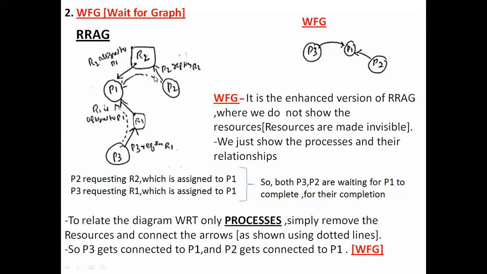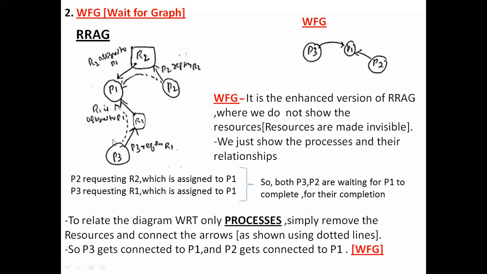So you can see that by looking at the direction of the edge or the arrow mark here. This process P2 is requesting the resource R2, and this resource R2 has already been assigned to the process P1. And if you look at this particular arm, the process P3 is requesting the resource R1, and this resource R1 is already assigned to the process P1.